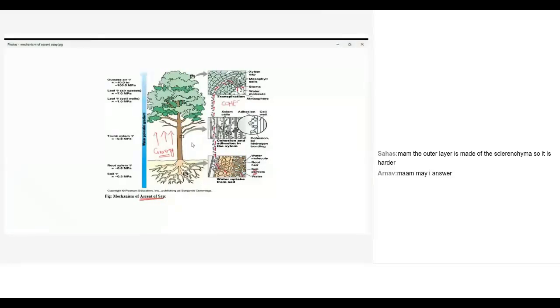cohesion tension theory. Okay, cohesion tension theory. So what does cohesion tension mean? Let me explain. Now here if you see, if you take a part of the root in magnification, these are the soil particles which will hold the water and other nutrients, and this is the main root of the tree, and these are the root hairs. Okay, root hairs, which are penetrated into the soil.